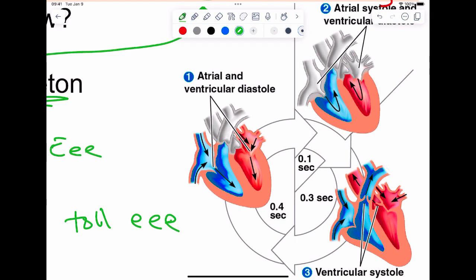The catch is, I want blood to go from ventricle to artery. I don't want blood to go from ventricle to atrium. Why do we have the atrioventricular valves? To prevent the blood from going ventricle to atrium. It's a door that's slamming shut. How do you know it's a door that slams shut? Because it's one of your heart sounds. It's one of the things you hear when you listen to your heartbeat.